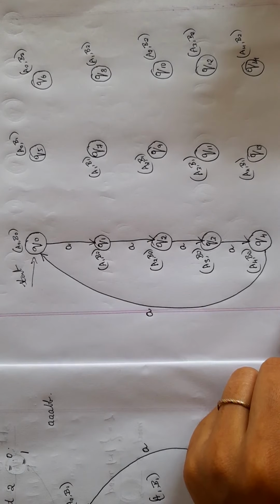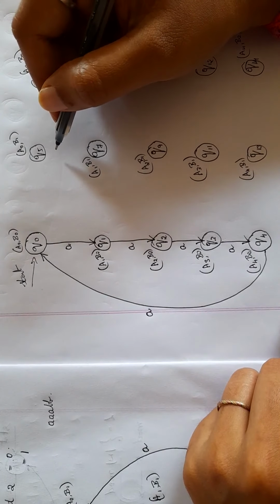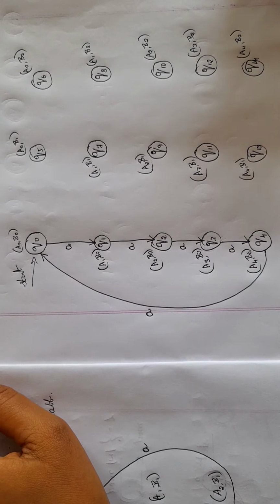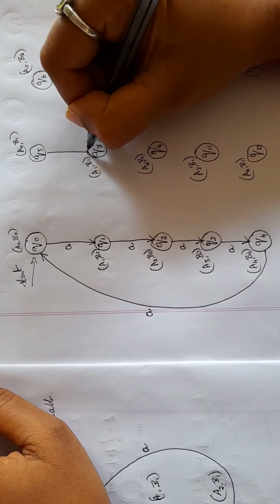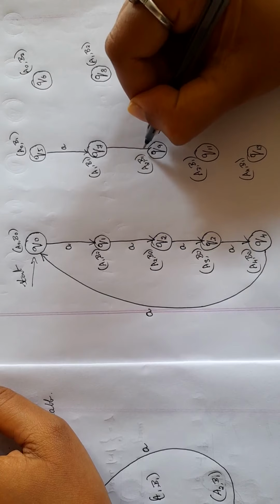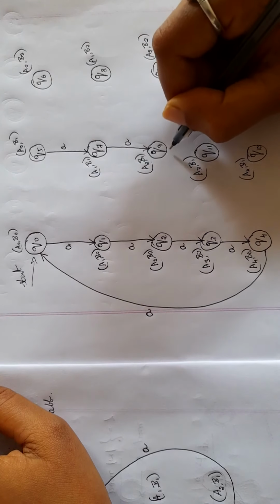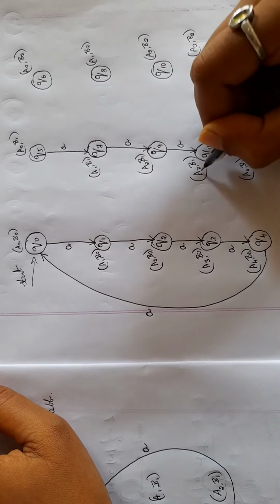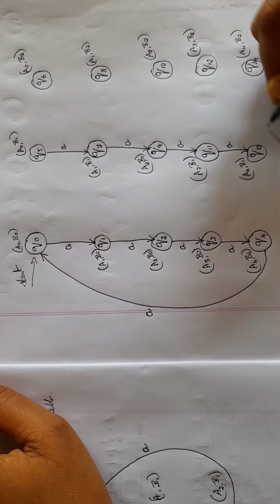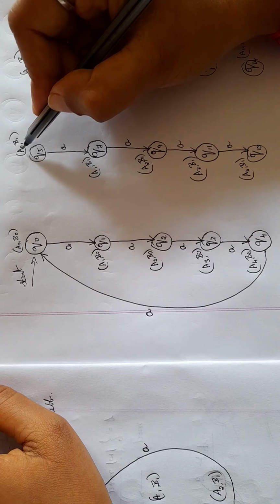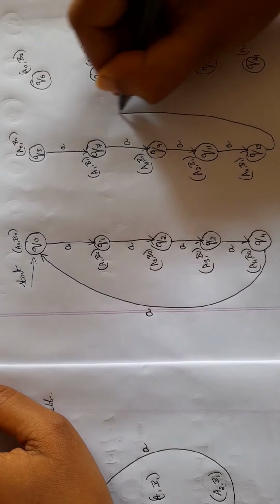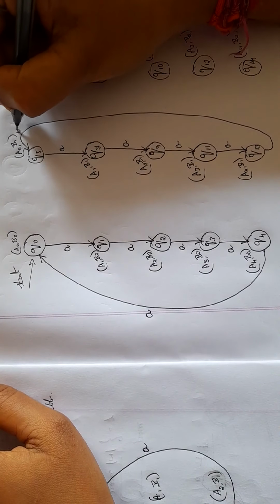Similarly with respect to Q5. From Q5, I will read one A, A1. From A1 next I will go to A2, from A2 I will go to A3, from A3 I will go to A4, and from A4 I will go back to A0. Why am I going to this A0? Because B1 is common here, you can see. So from here I will go back to this one.